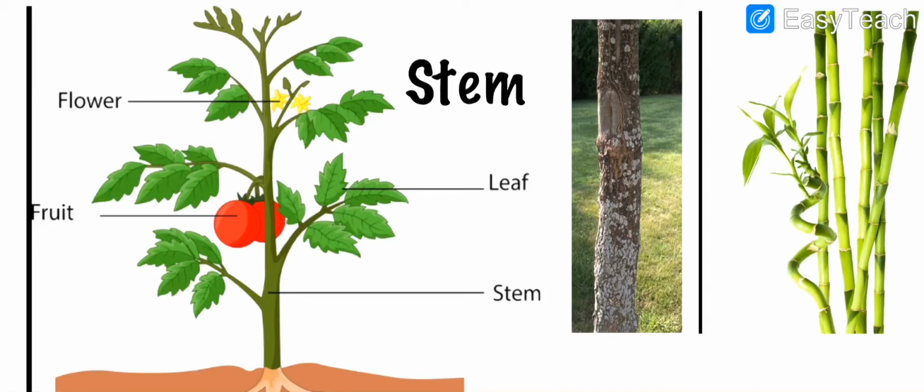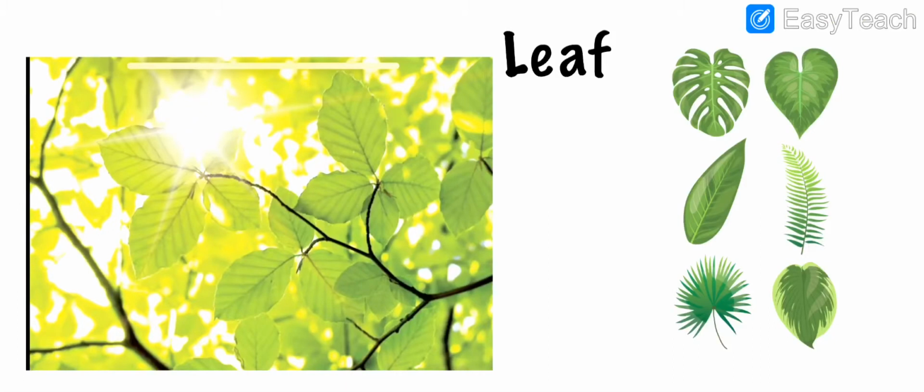The stems of some plants are thick because they store extra food prepared by the plant. Can you name such plants or the stem that we eat? Yeah, the sugar cane, the potato, the ginger. These are the stems that we eat because they store food.